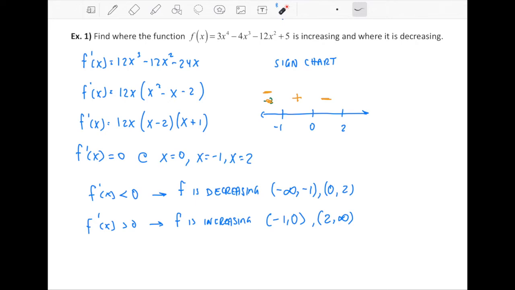I'm going to do the last one. I'll pick some number greater than 2, say 15, just because that's the number I picked. 12 times 15 is positive, 15 minus 2 is positive, 15 plus 1 is positive. The whole thing is positive. So those give us our intervals where we're positive, increasing, or negative, decreasing. The interval left of -1 is negative, decreasing. Between 0 and 2, negative, decreasing. Between -1 and 0, positive, increasing. Greater than 2, positive, increasing. That's our increasing and decreasing, using a sign chart or referencing a function graph.